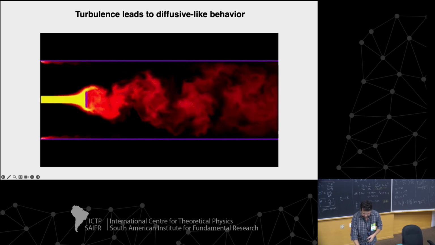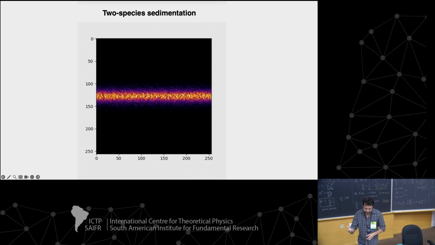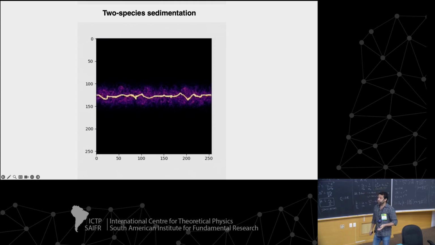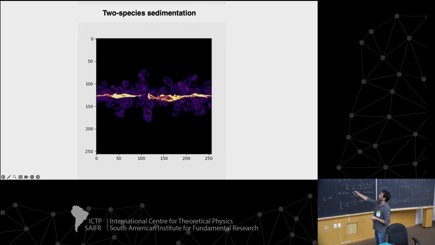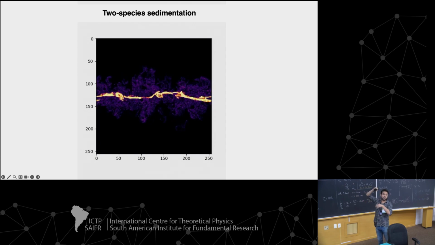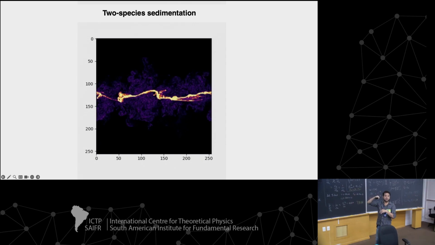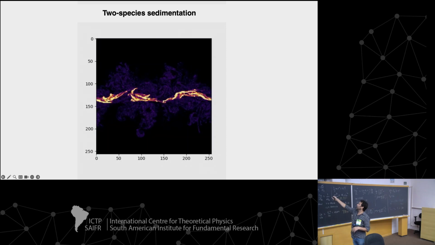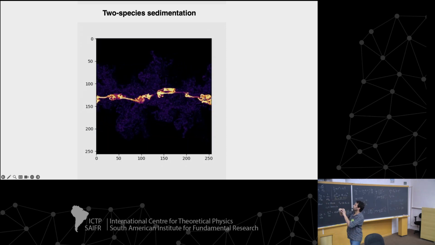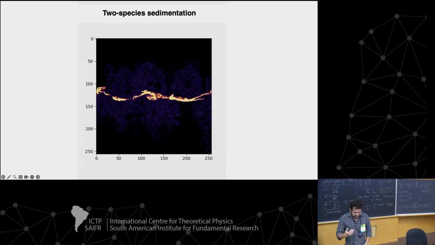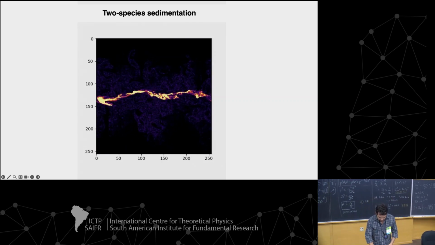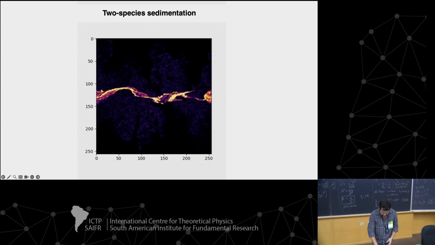Now, this diffusion operates differently depending on the size of the grain. This is a simulation with two different types of grains, small grains and big grains. As you see, the small grains are lofted more, right? They feel the turbulence more. And the bigger grains, which are the yellow ones here, settle into a thinner layer in the disk. So the settling depends on how big the dust grains are, right?